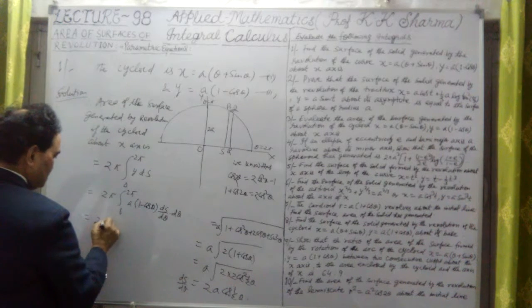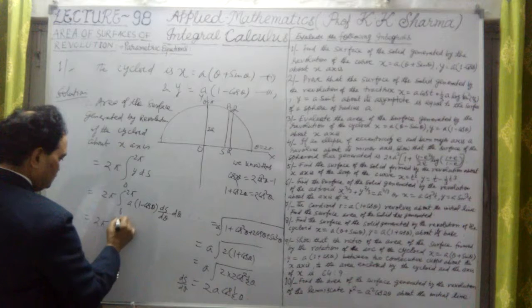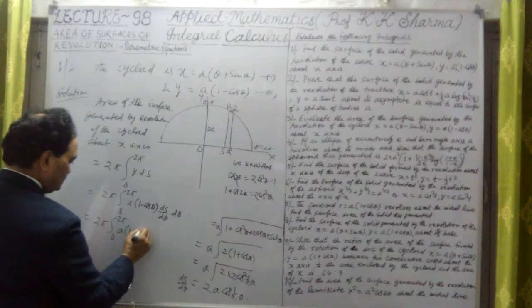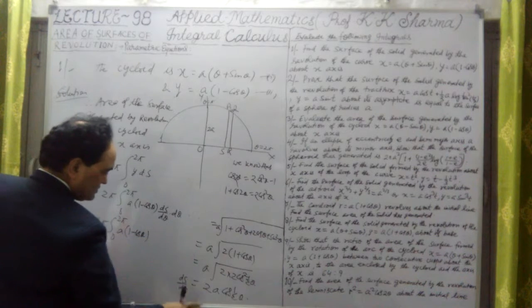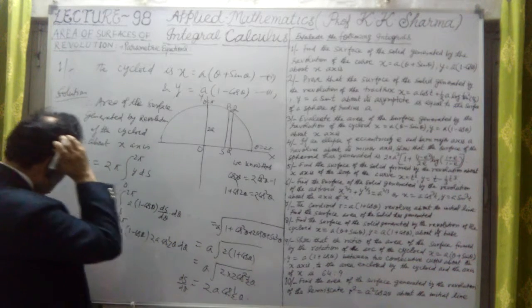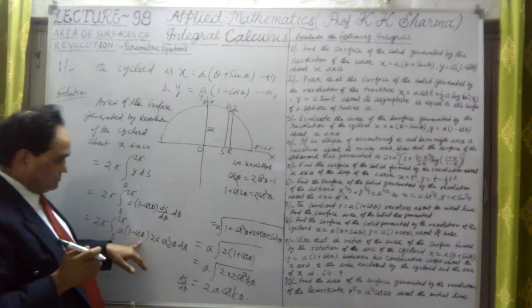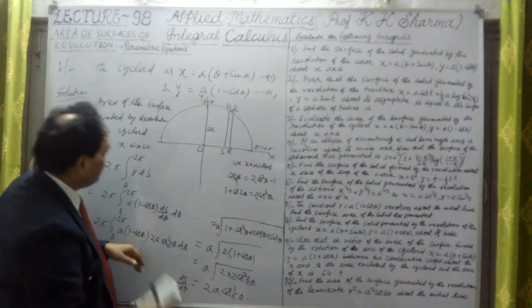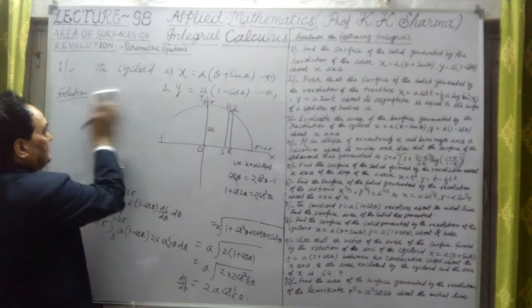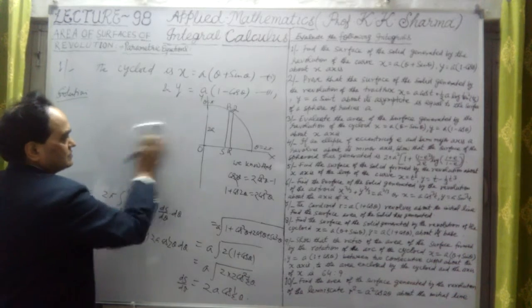We will get it as 2 pi, 0 to 2 pi, the limits, now this is a into 1 minus cos theta. Still I am writing the same thing: ds by d theta is twice a into cos half theta into d theta. Now this is 1 minus cos theta. What do we get here? Let me write it here.